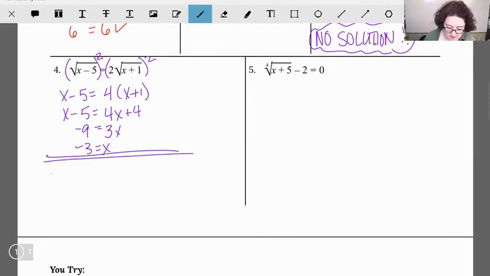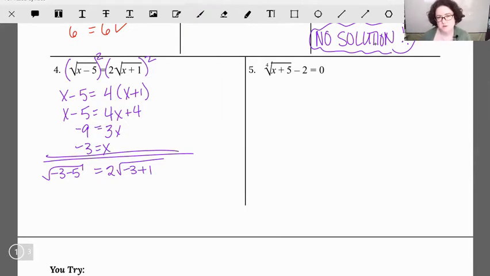So we have a negative 3. Ooh, I'm already seeing a problem here. So negative 3 minus 5 under the square root, and then 2 root negative 3 plus 1. And here's the problem. When we're solving our radical equations, again, we're trying to justify this and make this work within what we know about this function. And if we're not dealing with imaginary numbers in this function, then we shouldn't have imaginary numbers coming out in any way, shape, or form in this problem, whether we're checking it or not.